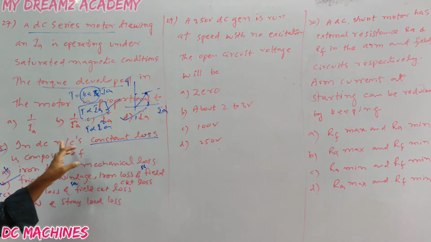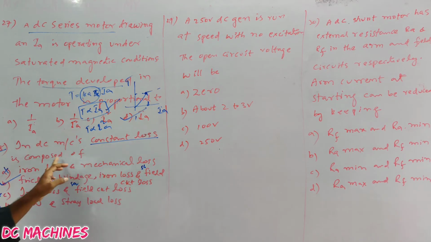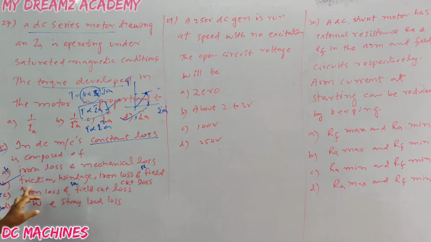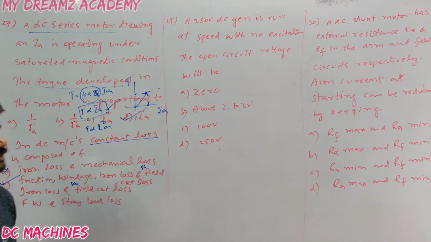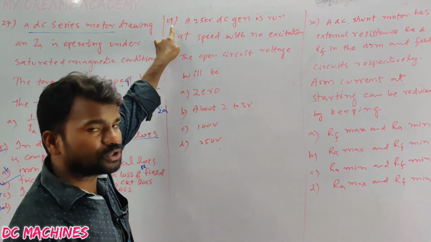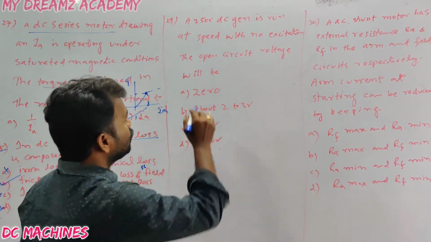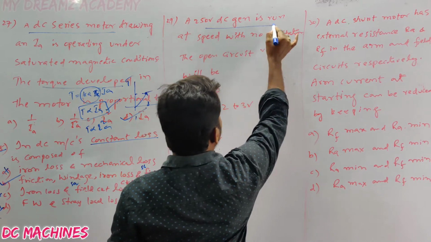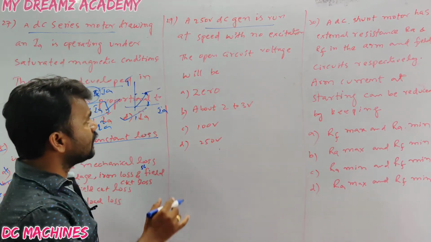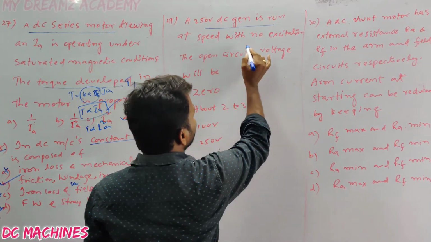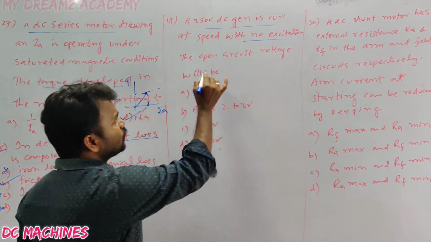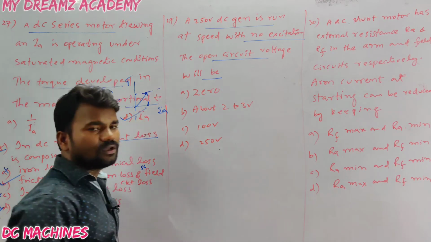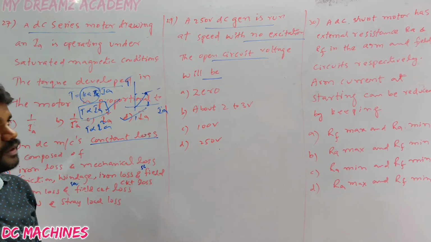In DC machines, constant losses are composed of friction, windage, iron loss and field circuit loss. Go to the next question, 29. A 250 volts DC generator is run at a speed with no excitation. The open circuit voltage will be?